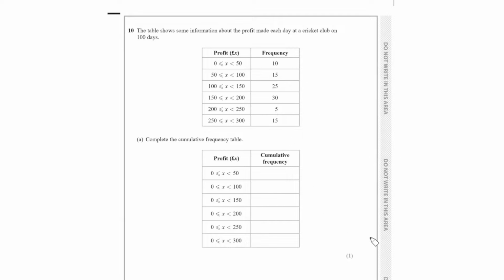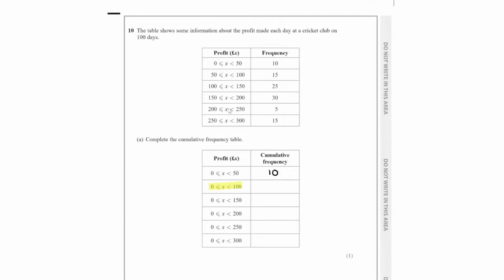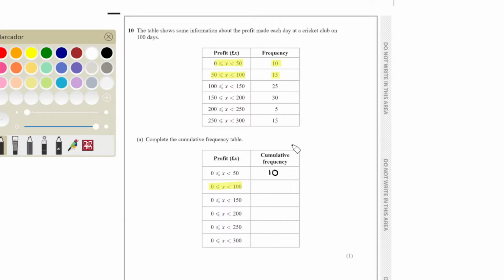So it's only 1 mark because it's really straightforward. You just need to add up the rows. See how the first row is exactly the same, so that's still 10. And then the second row, do you see how of the original table, if I get my highlighter, 0 to 100 is 0 to 50 and 50 to 100. So you see how that would be both of these together added. So that's 25, isn't it?